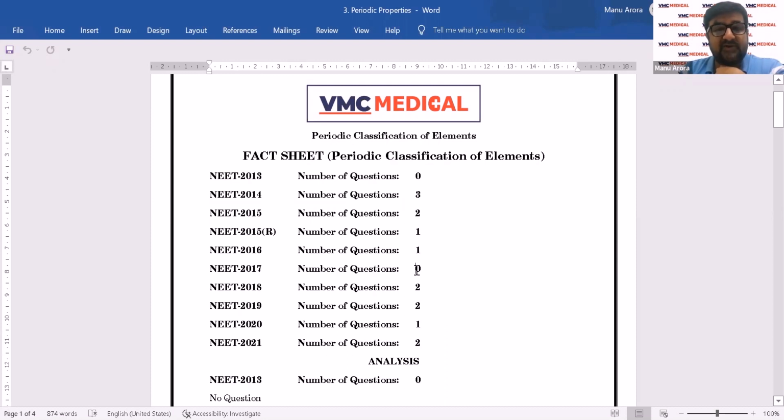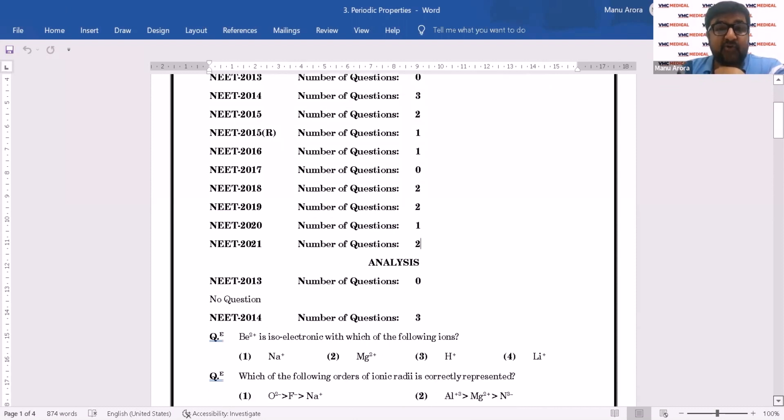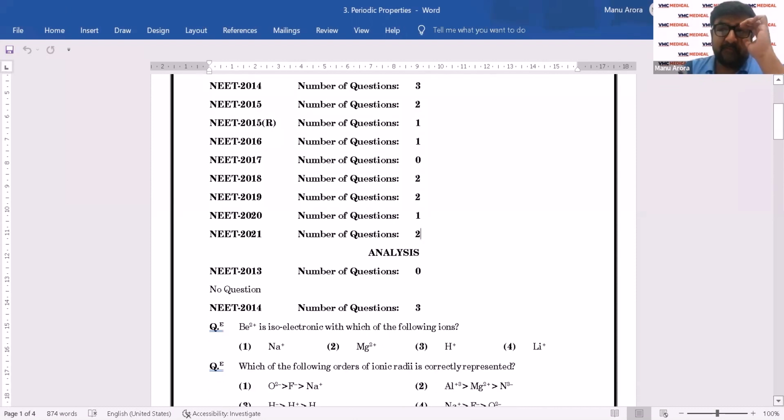2016, there was 1. 2017, again, there was no question. 2018, there were again 2 questions. 2019, there were 2. 2020, there was just 1. And 2021, there were 2. So if you average out, I can see just 1 or 2 questions coming from this chapter. So let's take this year by year, just to see what all has come so far.